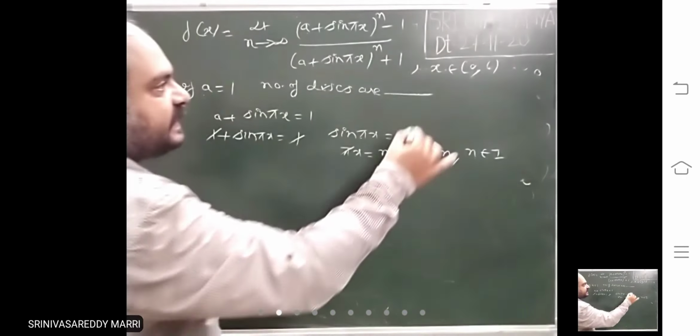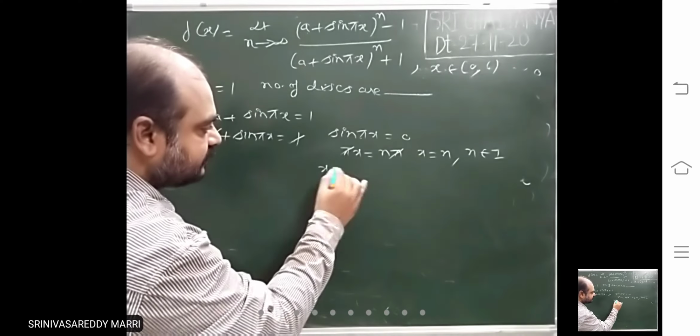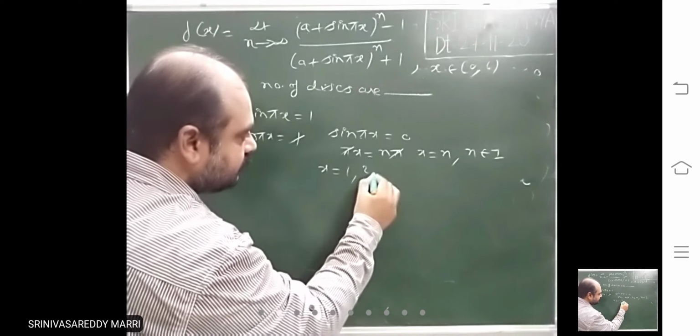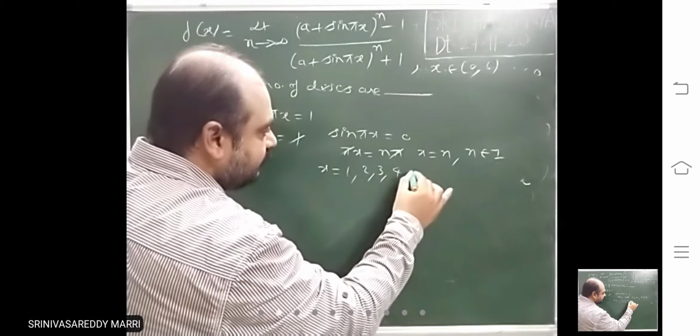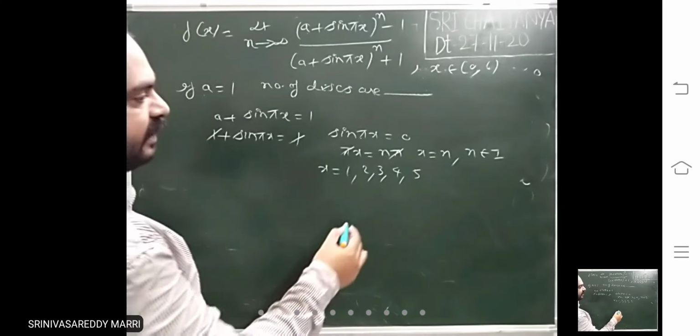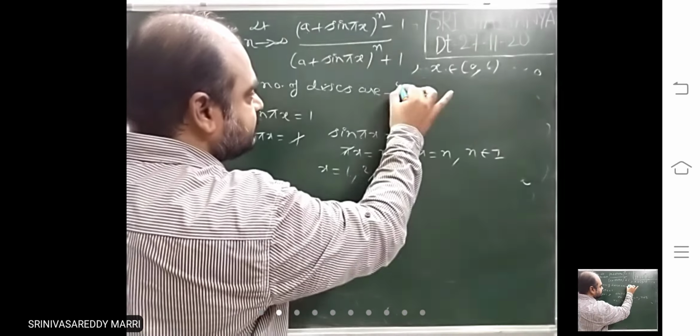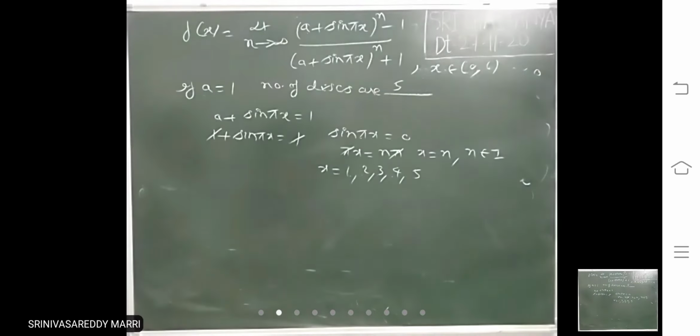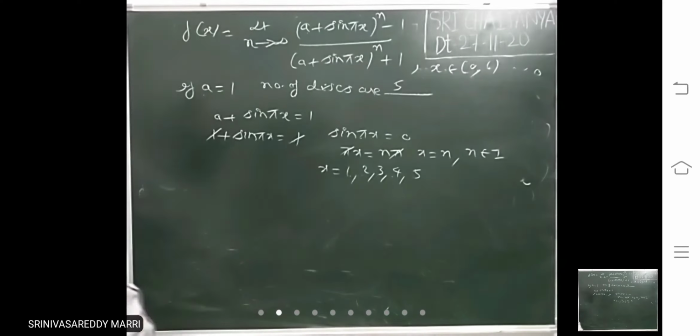That means what are the integers in 0 to 6? 1, 2, 3, 4, 5. Answer is 5. 5 discontinuities will be there. In this interval, those x values you have to find out.